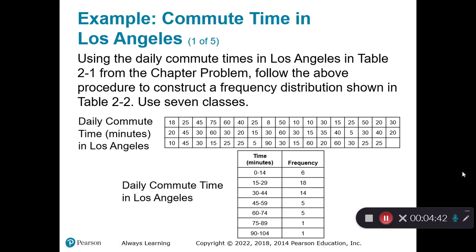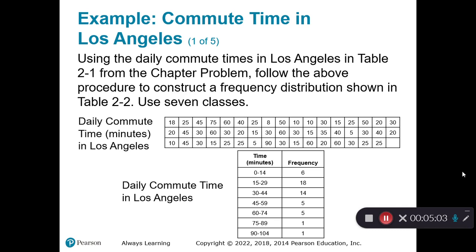Let's take a look at this example, which summarizes the commute time in Los Angeles. So it says, using the daily commute times in Los Angeles from the chapter problem in our book, we're going to follow the procedure that we just saw in the previous two slides to build a frequency distribution.